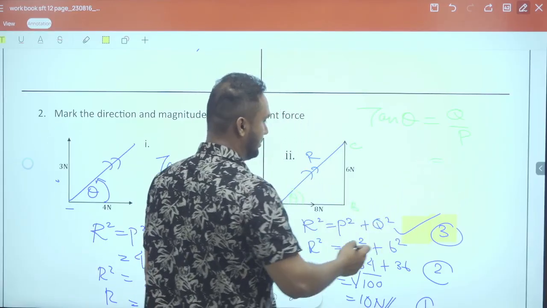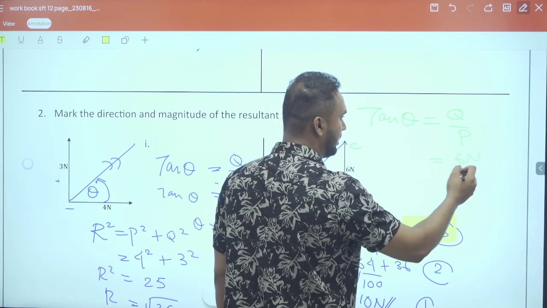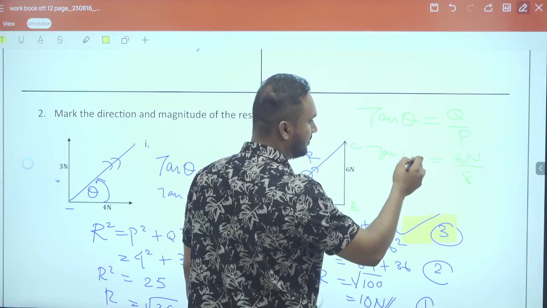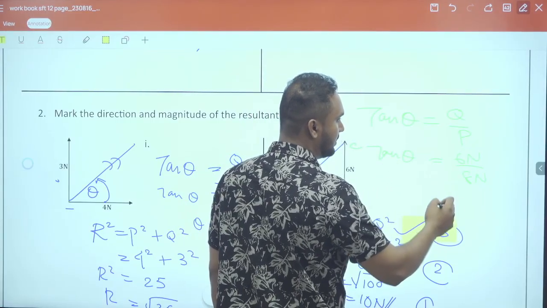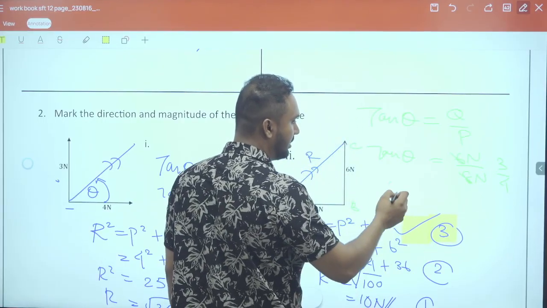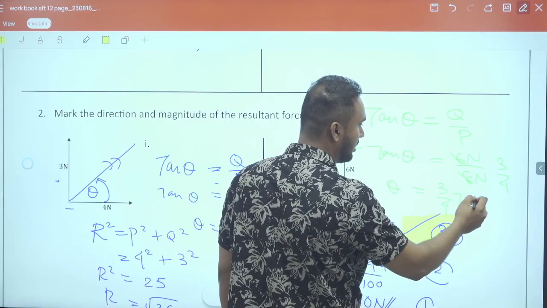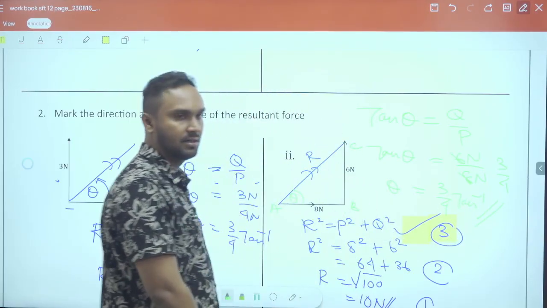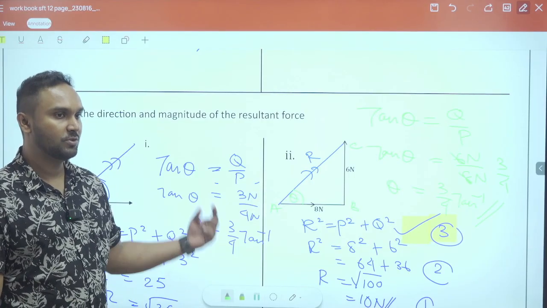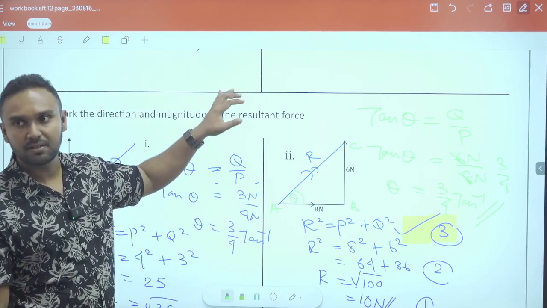So that means here Q is 6 newtons and the P is 8 newtons. Now tan theta equals 6 over 8, which is 3 over 4, right? And theta should equal tan inverse of 3 over 4. It is the same answer. Why is it?